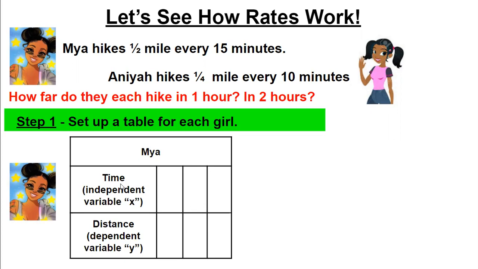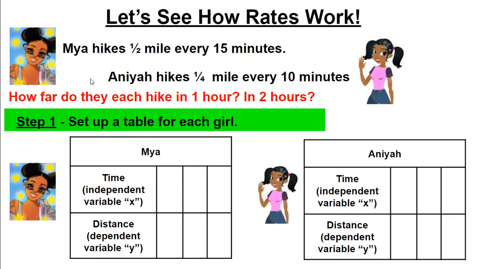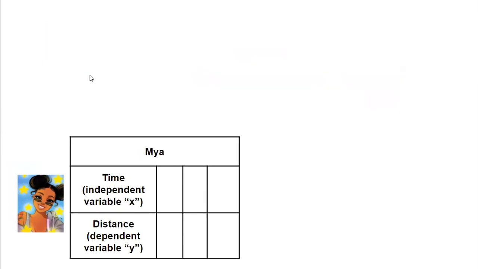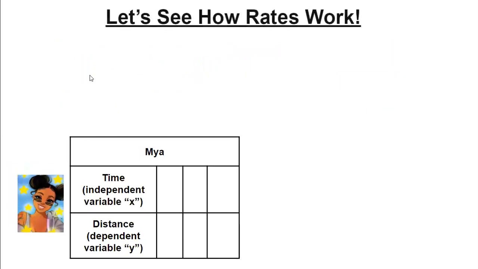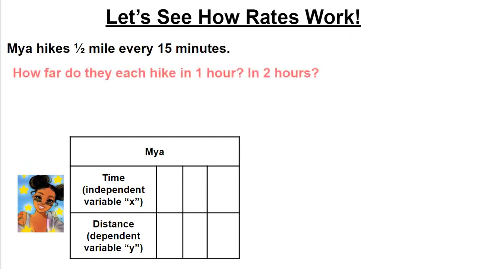And then distance, in our case, is our dependent variable. So the distance that Maya hikes is dependent upon how much time has gone by. So that's why distance is the dependent variable. It's also called y, the dependent variable. So let's take a look at how we make our chart. And there's Anaya's chart. Same thing. We'll have time as x and distance as y. So just looking at Maya's chart first. Maya hikes half a mile every 15 minutes. So how far does she go in 1 hour and 2 hours?